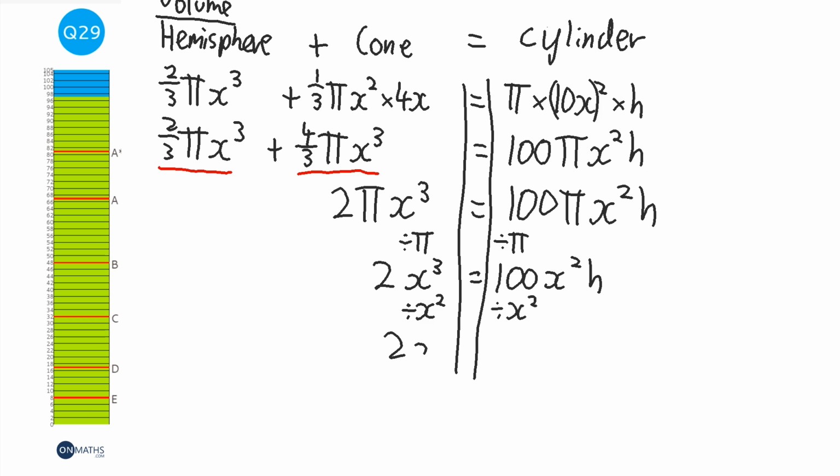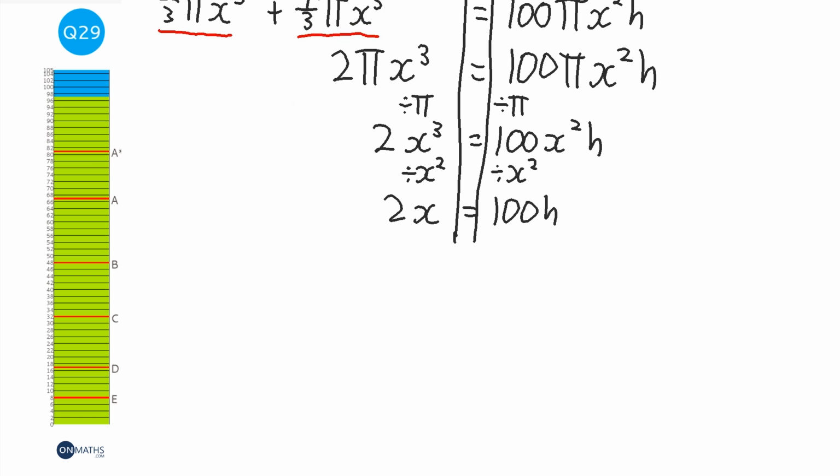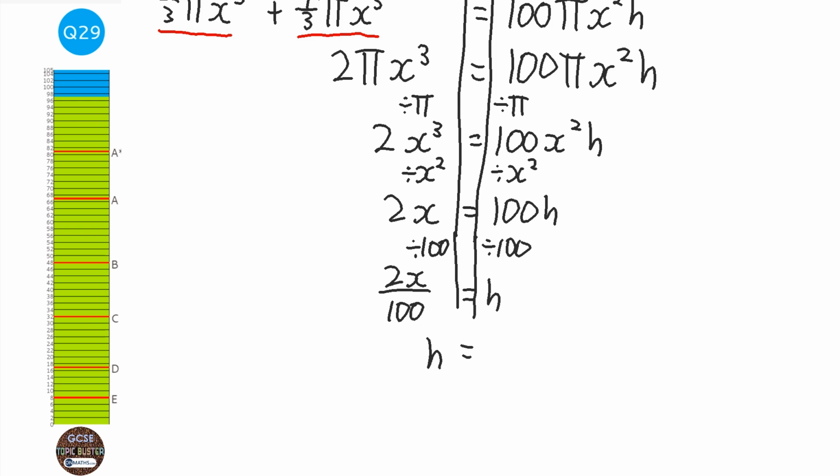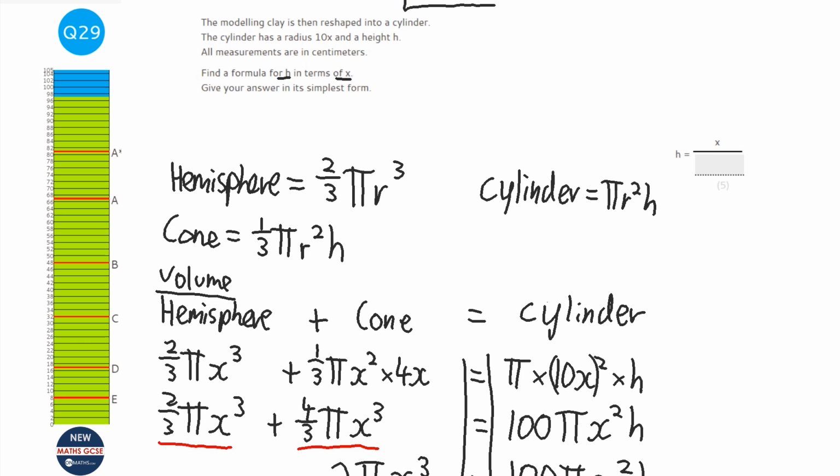So we get 2x equals 100h. So we can already see we're really close. So to get h on its own, we need to divide both sides by 100. And that's going to be 2x over 100 equals h, or h equals, and we can cancel the 2 and the 100. We can divide them both by 2. Equals x over 50. So our answer is h equals x over 50.